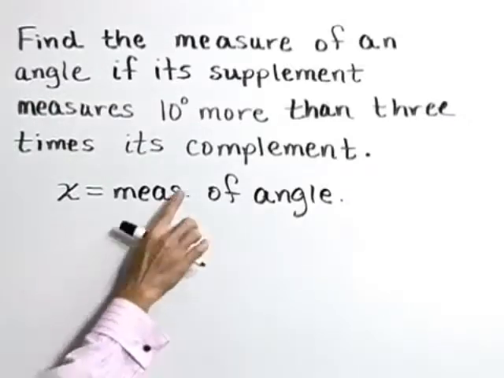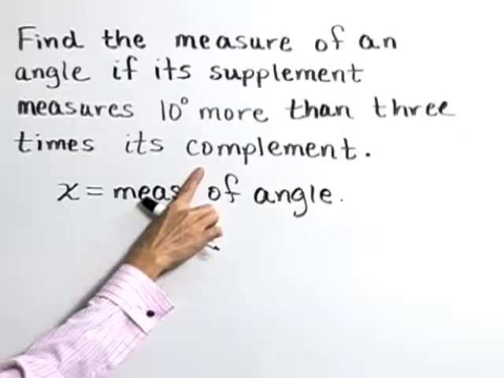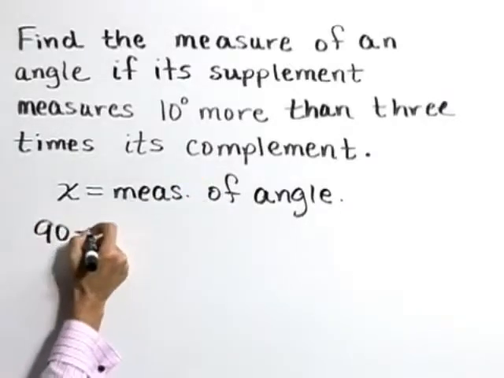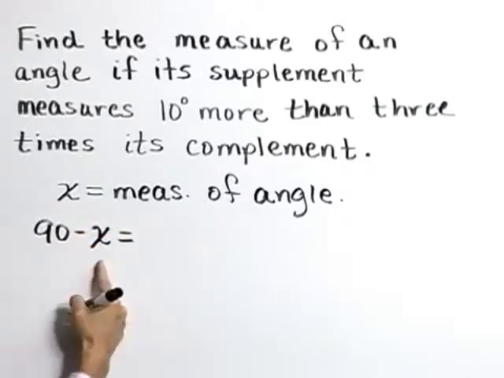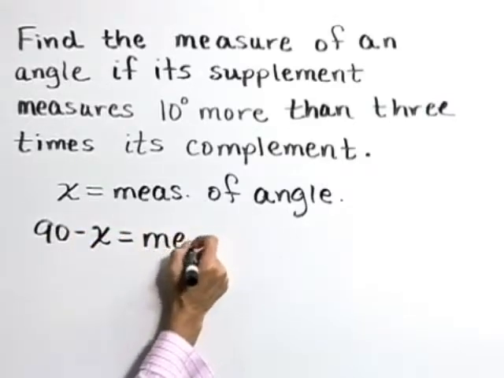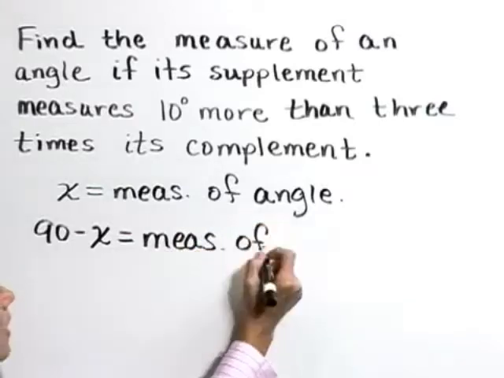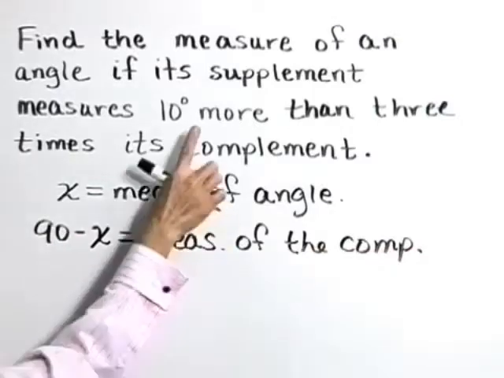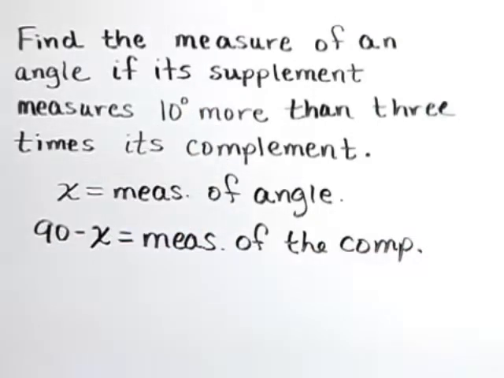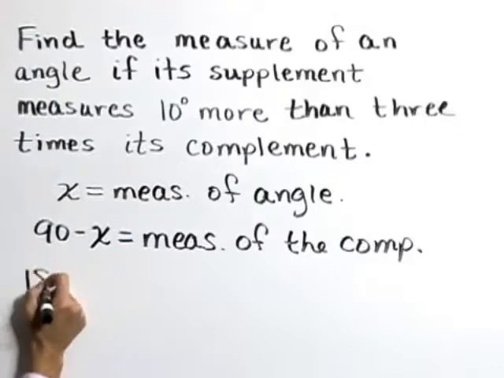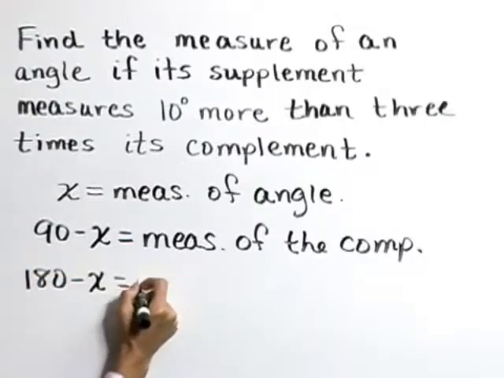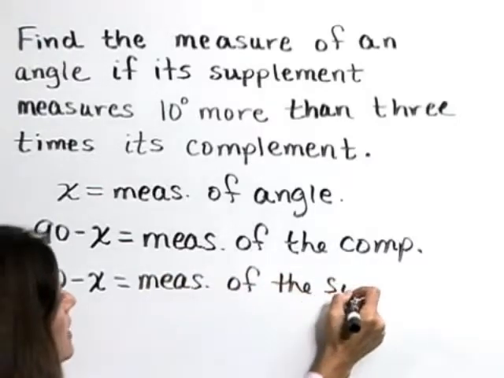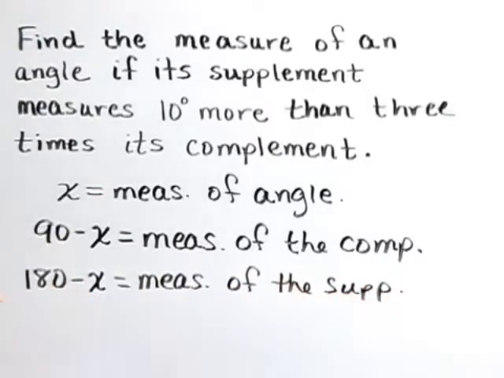Complementary angles sum to 90 degrees. Therefore, the complement of angle x can be given as 90 minus x. So let's let 90 minus x represent the measure of the complement. Supplementary angles sum to 180 degrees. So let's let 180 minus x represent the measure of the supplement of angle x.